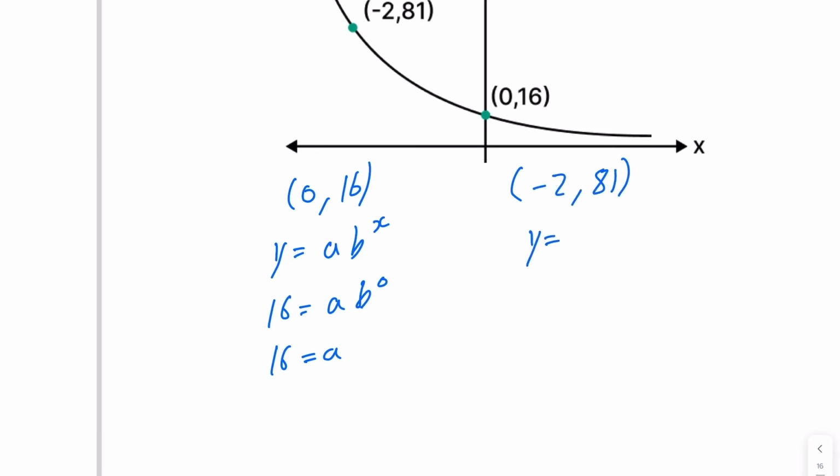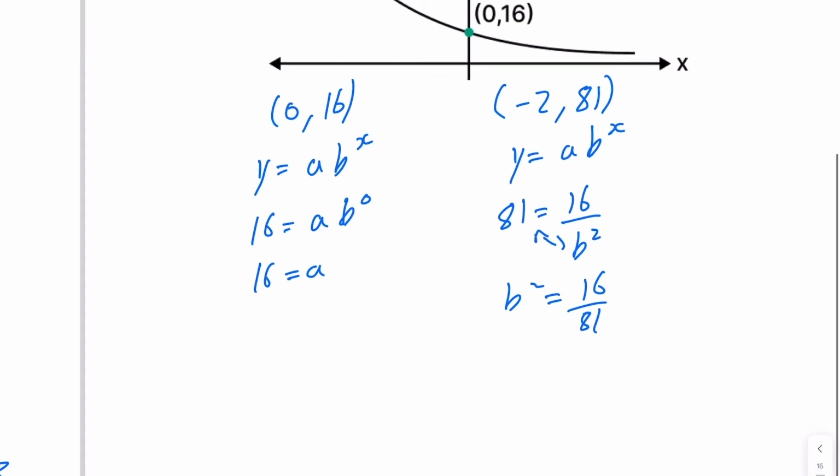So if we move over to the right, we have (-2, 81). We have y is equal to ab^x. y is 81, a is 16, b is to the power of negative 2, and we can write that as 1 over. I'm just going to skip that step here quickly and write it like this. Okay, so now I can swap these two around, and that then becomes b squared is equal to 16 over 81. And now I can say that b is equal to the square root of 16 over the square root of 81, which is 4 over 9.